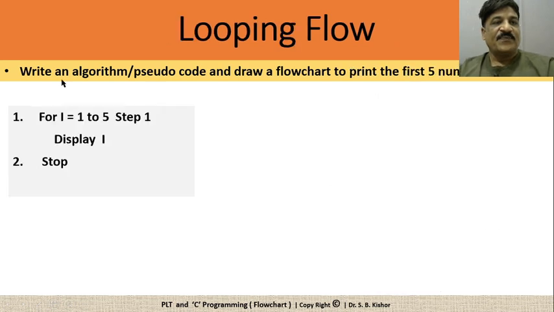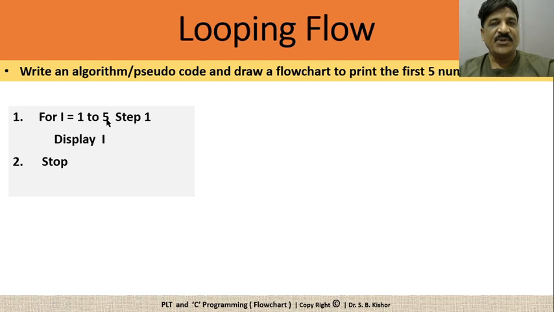Now write an algorithm or pseudo code and draw a flowchart to print the first 5 numbers. So using a looping flow, you know very well how to write an algorithm for this. Initially it starts with what? 1. 1 is less than 5. Yes. So display the value of I. That is 1. Then the value of I becomes 2. Why 2? Because the step is 1.